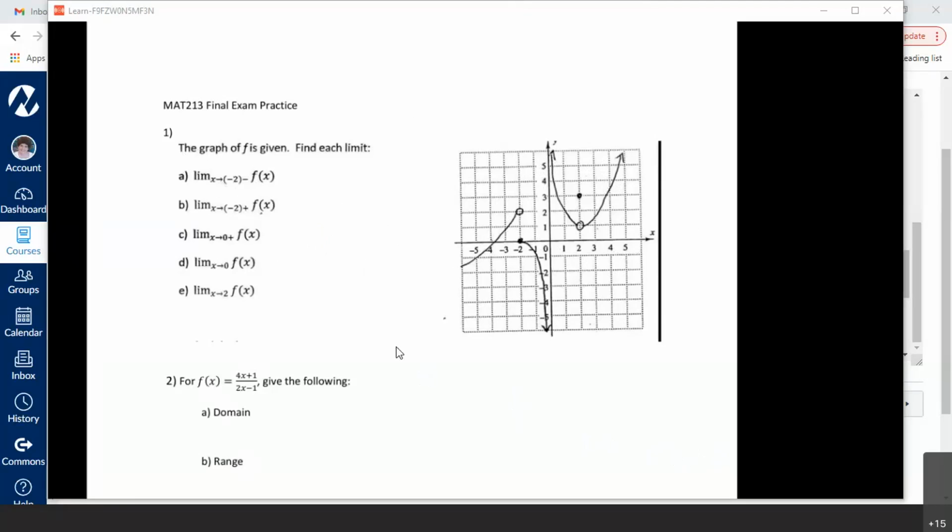So let me ask you this question. How is the value of a limit different from the value of a function at a given x? I'm asking you for some input. And feel free to unmute and talk. How is the value of a limit different from the value of a function? Anybody have any thoughts?